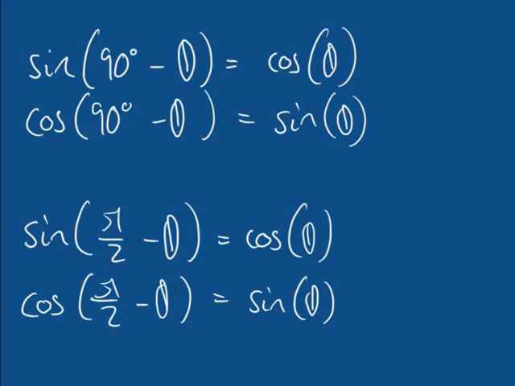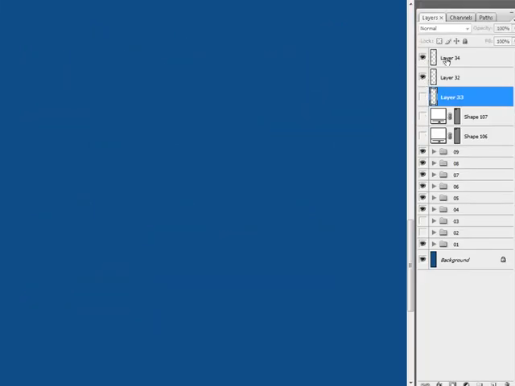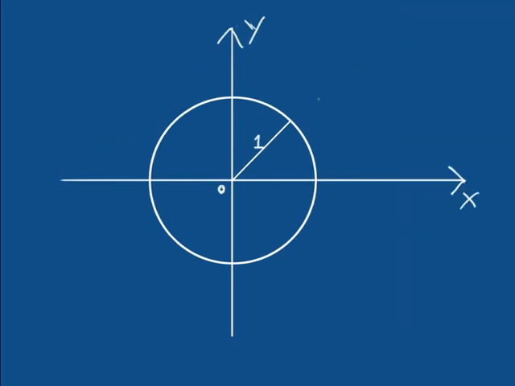To derive these identities, it's actually easiest to use the unit circle. So I'm going to bring up a unit circle that I created earlier. Fantastic. We've already seen that a rotation from the x-axis in the anti-clockwise direction is a positive rotation. So if we call this rotation theta, we know that theta is a positive value. Any rotation that's going anti-clockwise is positive.